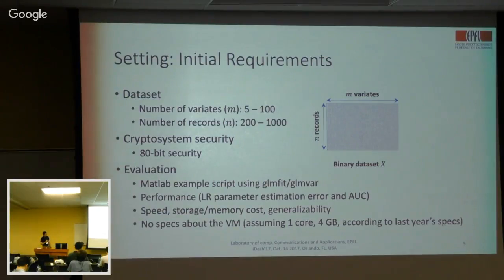So the initial requirements set a number of covariates between 5 and 100, and a number of records between 500 and 1000. The security parameters were set at 8-bit security, and regulation based on the performance, so the ground distribution and the UC, speed, storage, and the cost, and general service distribution. And as there were no specs about the VM that was going to be used to evaluate the system, we assumed that it was one port and 4 gigabytes of memory according to last user specs.